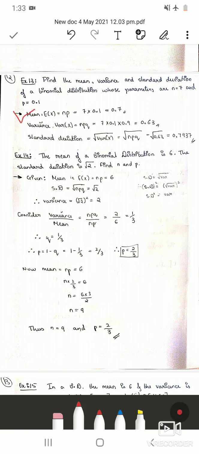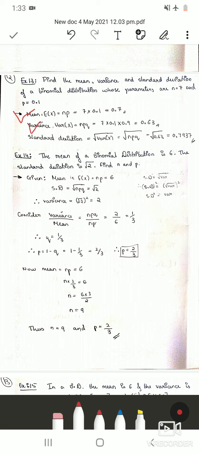So remember this. They have asked to find the mean. Mean is nothing but n into p. So n is 7, p is 0.1, therefore mean is 0.7. Variance is npq. So 7 into 0.1 into q, which is 1 minus p, so it will be 0.9. Therefore variance is 0.63. Again you can see mean is greater than variance.